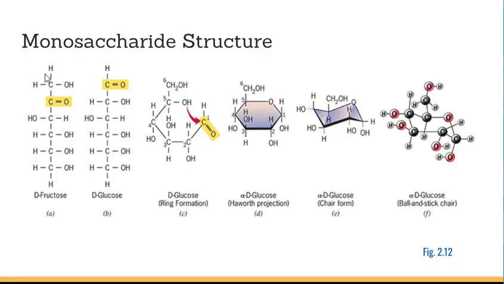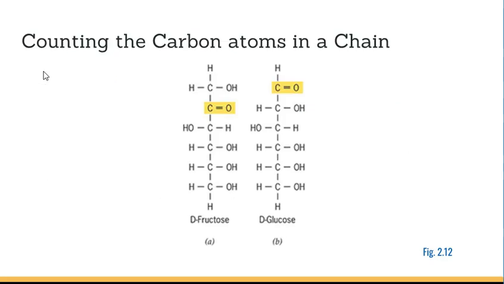Figure 2.12 from the textbook demonstrates this carbonyl location in a sample ketose and aldose. Panels A and B show the carbonyl groups highlighted in yellow in fructose and glucose. Figure 2.12 also shows the various ways to represent monosaccharide structure. We can look at them in the straight chain form, such as in panels A and B, the ring formation, Haworth projection, chair form, and ball and stick form.